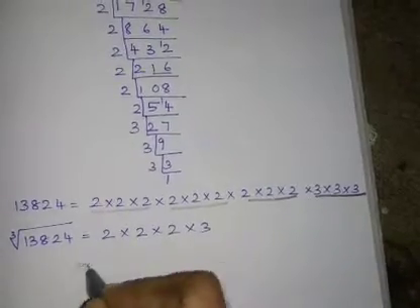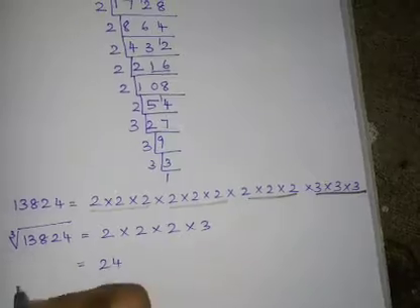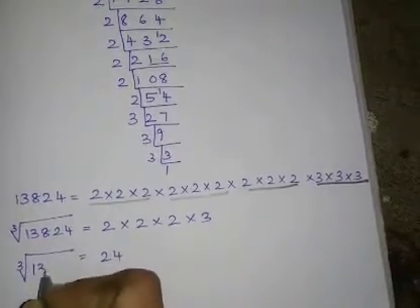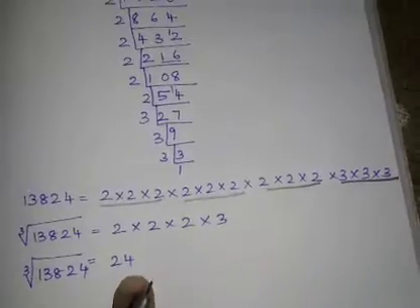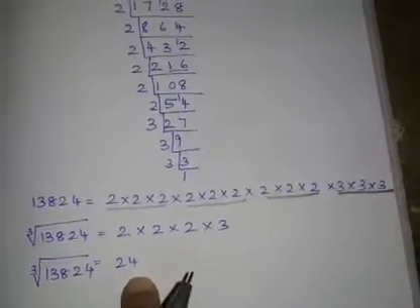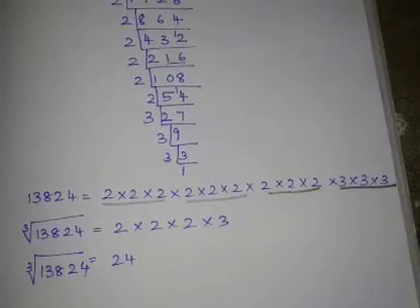3. Okay, 2 2s are 4, 4 2s are 8, 8 3s are 24. So 24 cube is nothing but 13,824. So when I multiply 24 into 24 into 24, I'll get 13,824. Understood? Next is your seventh problem.